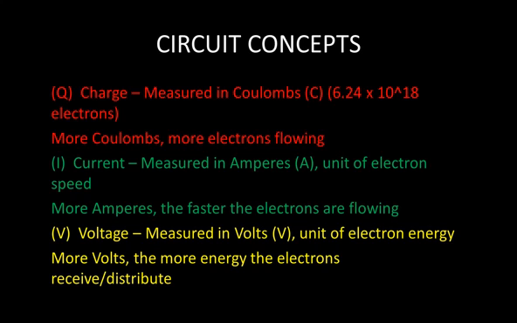So next we've got voltage, measured in volts, both with a symbol of V. And it is basically a unit of electron energy, so how much energy these electrons have would be measured in volts. So the more volts, the more energy the electrons have, the more energy the electrons receive from the battery or distribute to the other components, such as the light bulb.